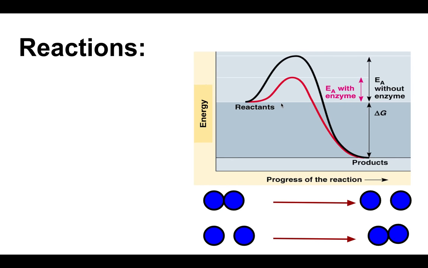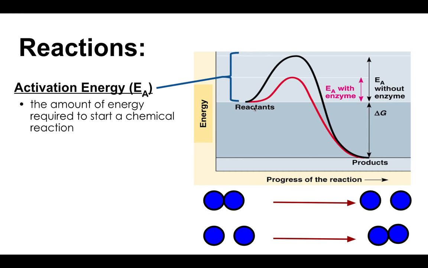So it's almost like we need an input of energy. This input of energy is going to be called our activation energy. It's the amount of energy required to start a chemical reaction. And you'll notice that this black line would just be what would it normally require for a reaction to take place, but then we have this red line.